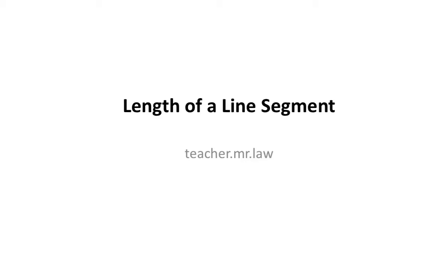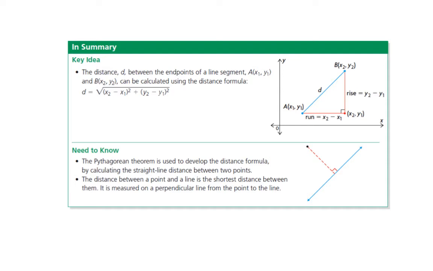In today's lesson, we'll be learning how to determine the length of a line segment. Here's a summary of all the important pieces of information you need to know for this lesson. When you have 2 points, you can figure out the distance between these 2 points with this formula. This formula is based on the Pythagorean theorem, which you've learned in grade 9.